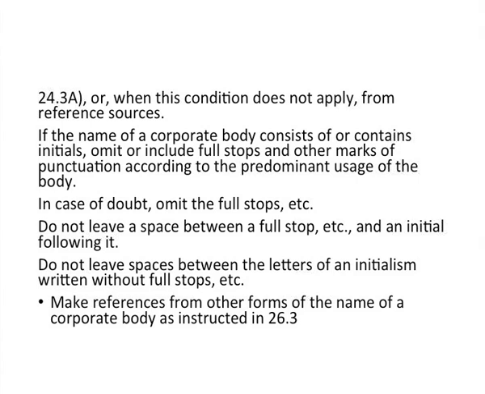According to the provisions in 24.1A, omit the full stops, and do not leave a space between a full stop, etc., and an initial following it. Meaning, after I dot you do not have to leave a space; again you say I dot and then M dot, that makes it I dot M dot, Ahmedabad. Make references from other forms of name of a corporate body as instructed in 26.3. 26.3 gives us various indicators about how to give cross references in any main corporate body name authority records.